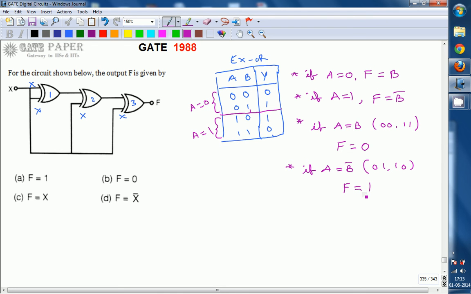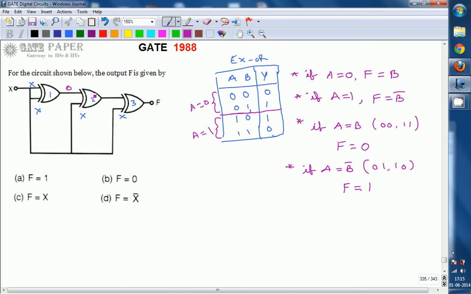So from these four points we are going to get the value of f. Now look at the first one. For this first XOR gate, both the inputs are at the same level, x and x. Both inputs are the same, that is A is equal to B, so the output of this XOR gate is 0.